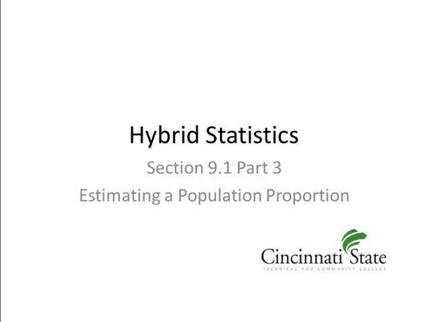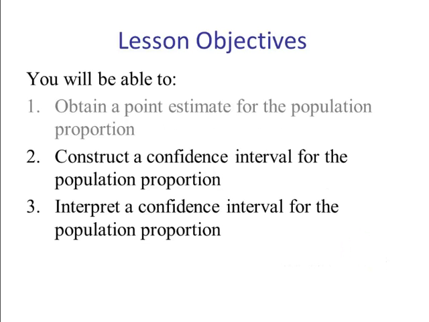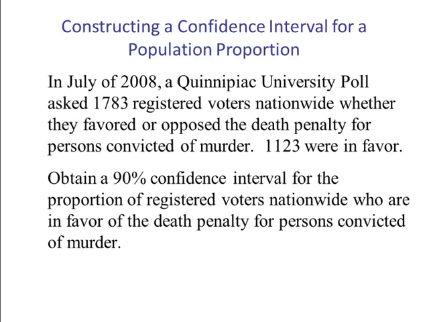Section 9.1 Part 3, Estimating a Population Proportion. Lesson objectives: construct a confidence interval for a population proportion. Interpret a confidence interval for a population proportion. We'll begin with an example.